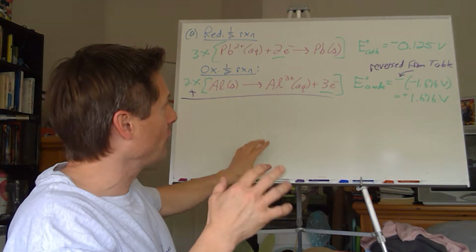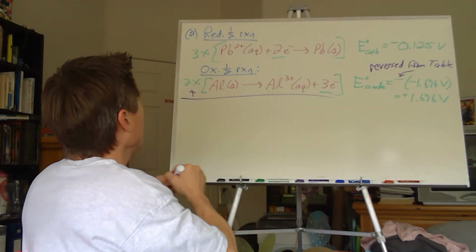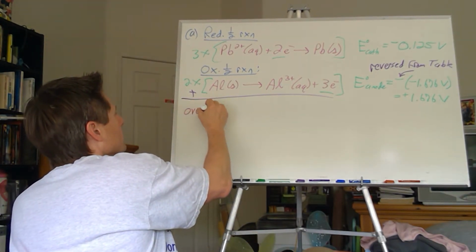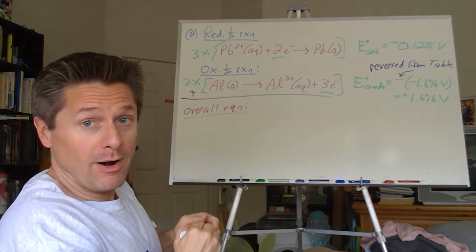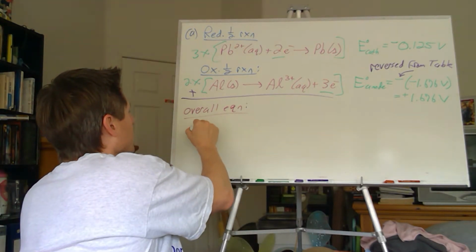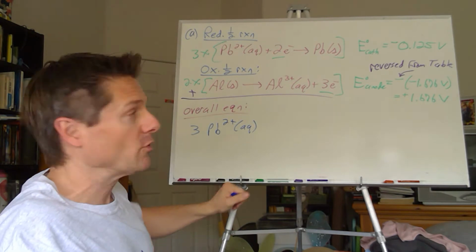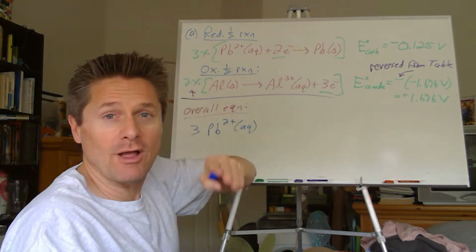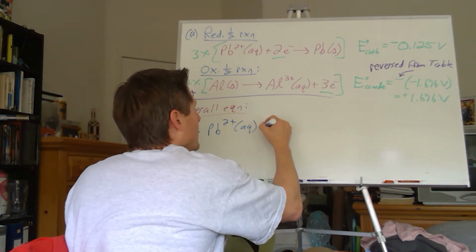Now, I'm not going to do the overall. Hopefully, you can see that those will cancel out in the process. So the overall equation, which is what was asked for in part A, correct? I'm going to have 3 times 1, or 3 of the lead 2 ions, right? Plus 6 electrons, which are going to cancel out. And then over here, I have 2 times 1, or 2 aluminum solids.